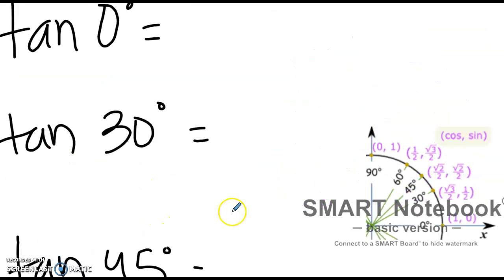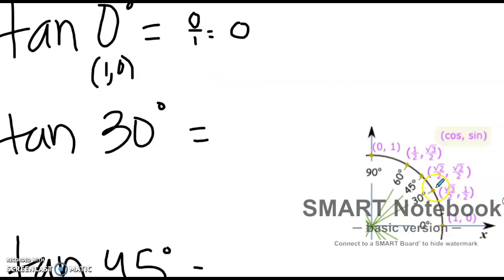Now we're going to look at what happens when it's the tangent. So when we are looking at tangent, remember the ratios of tangent. Tangent is opposite over adjacent. So the opposite side is the y value and the adjacent side is the x value. So for the tangent of 0, well, 0 degrees is the point 1, 0. So I'm just going to make a little note right here. 0 degrees is the point 1, 0. So it would be the y value over the x value, which would just be 0.